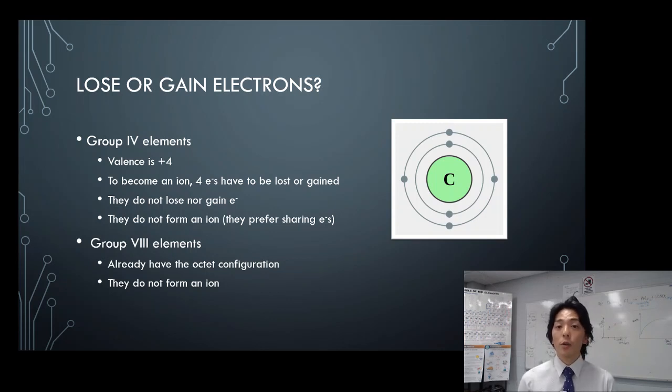And that's why carbon can be found in any organic, and silicon can be found in inorganic substances. All right, and group 8, noble gases, they already have full octet configuration, so they don't want to do anything with the electrons. They don't want to lose or gain, so they don't form ions too.